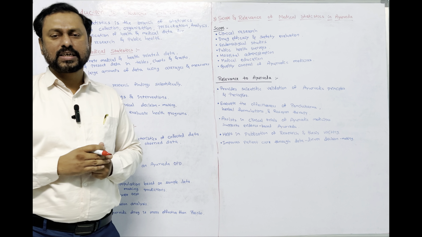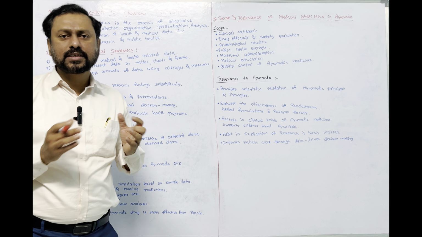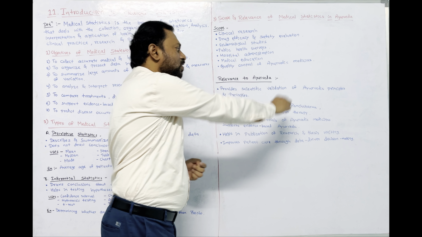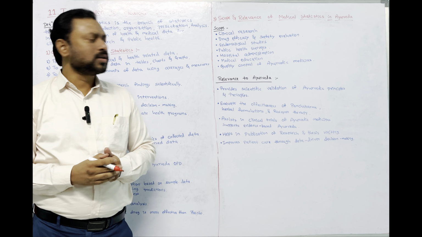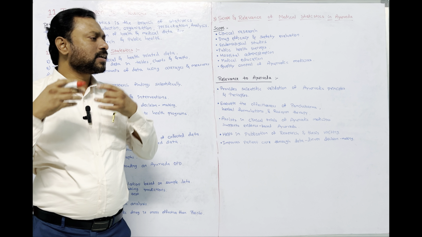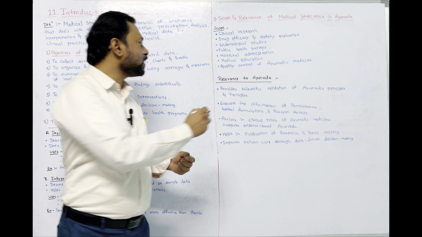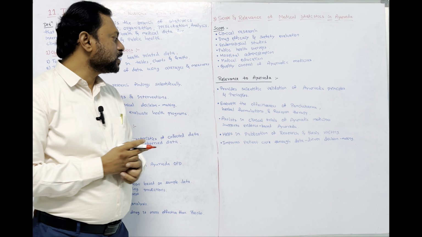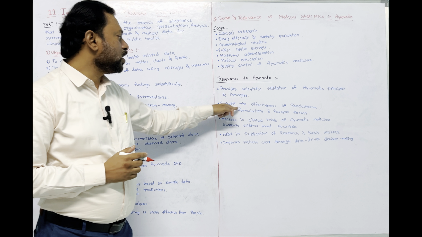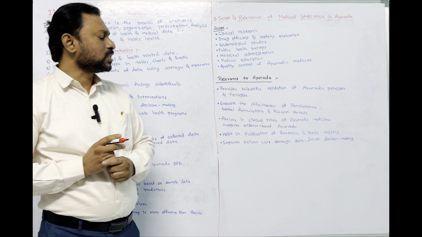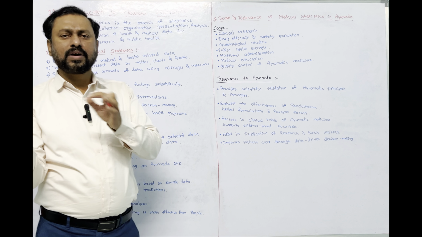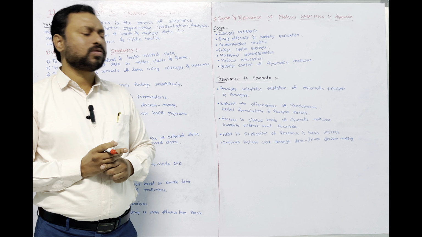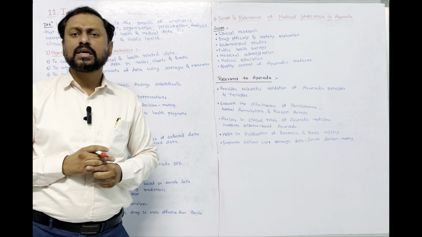The last topic of today's class is the relevance to Ayurveda. Why is it necessary to use medical statistics in Ayurveda? Because it provides scientific validation of Ayurvedic principles and therapies. Instead of just telling that an Ayurvedic drug is effective, we have to give scientific results, scientific validation of the Ayurvedic therapies as well as the principles. The next one, evaluate the effectiveness of Panchakarma, herbal formulations, rasayanas. Simply, before treatment and after treatment, what is the result? Using medical statistics, we have to evaluate. This is about the relevance to Ayurveda.